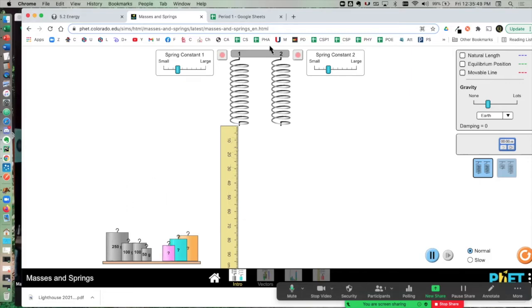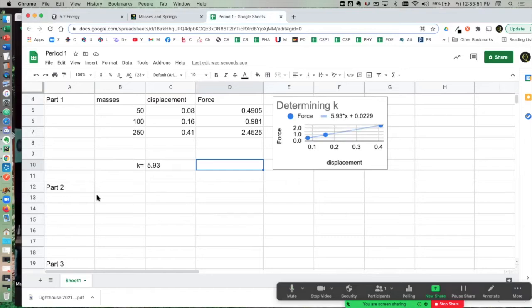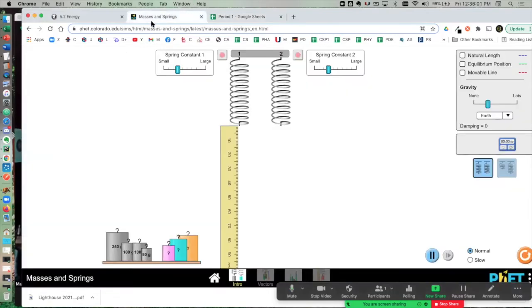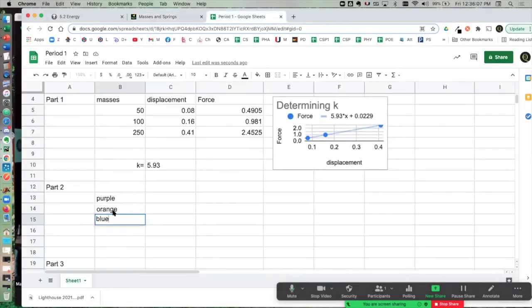Okay. All right. So go to your spreadsheet and let's see. What did we have? We had, was it purple? Orange? Blue? Is that what they were? Yeah. Purple. Oh, I should have did blue and then the orange. Purple, blue, orange. Okay, masses. Masses in grams, and here's where we're gonna get them all.